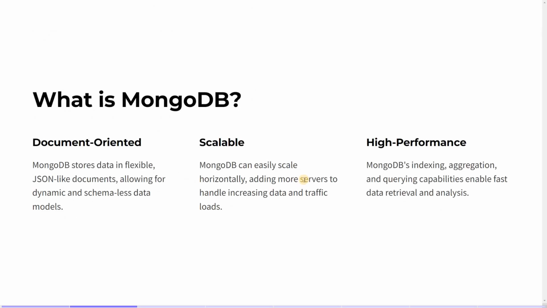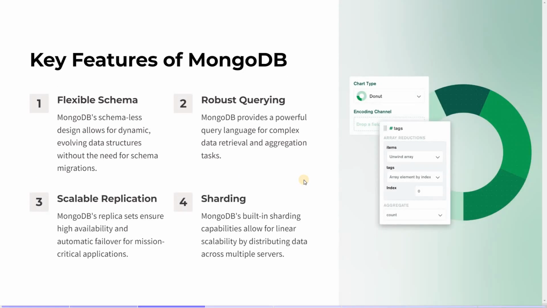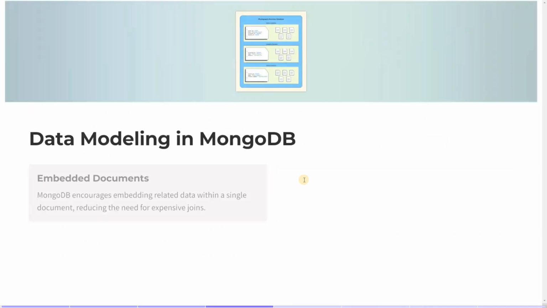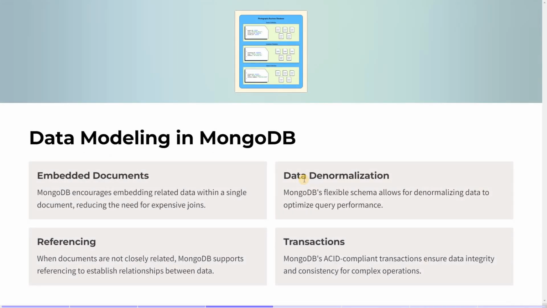So it is document oriented, scalable and high performance. MongoDB stores data in flexible JSON format documents, and it's also scalable and high performance. Even data modeling, like categorizing the data, storing it and editing it in the database, is easy. We can read, reuse and edit the data easily.